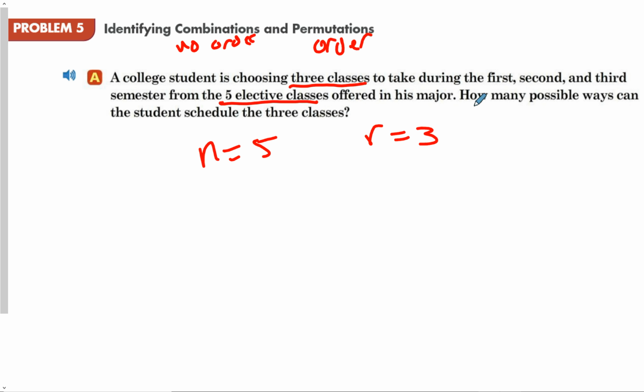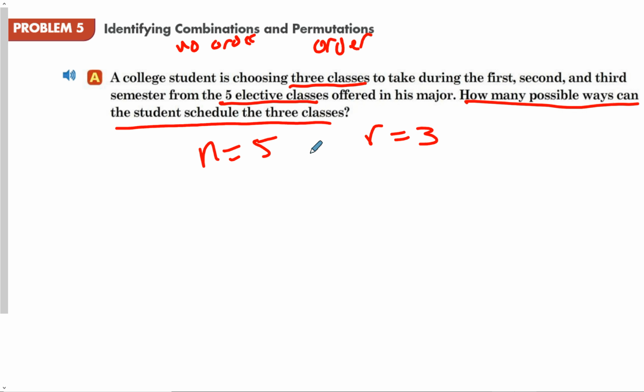Okay, so we want to know how many possible ways can they have the schedule, a student schedule 3 classes, okay? So does order matter? So that's the question here. Does order matter? Is it a different schedule? So how many different ways can the student schedule the 3 classes?